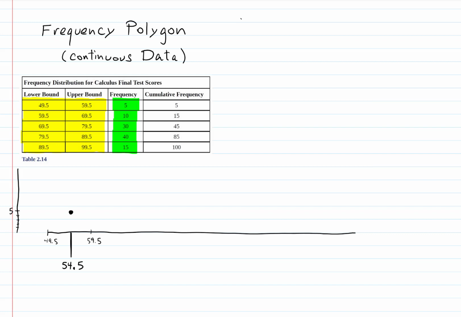Now, what's next? 59.5 to 69.5. What's right in the middle of that? 64.5. That one number, 64.5, is going to represent that whole interval. What's the frequency for that interval? 10. So you plot a point there. You see how that works? And you do that for all of them.